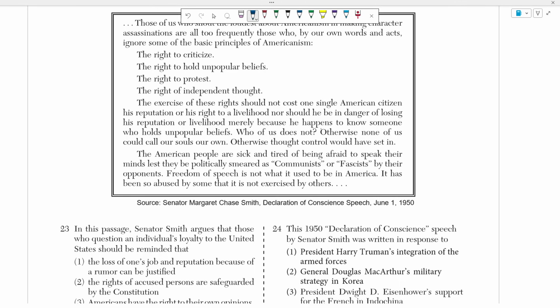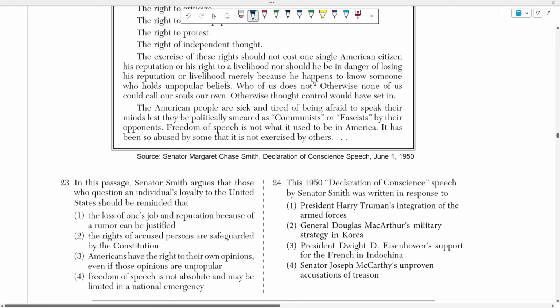So his whole thing is that this hatred and this fear is going way too far. We're forgetting what makes us American. The fundamental part of our government, the First Amendment in the Bill of Rights, is that we can criticize and protest and hold unpopular beliefs without being judged or discriminated against. But this new wave of red fear and Red Scare in America is making us forget those values. So the correct answer for 23 has to be 3, right? Senator Smith argues that those who question an individual's loyalty to the United States should be reminded that Americans have the right to their own opinions, even if those opinions are unpopular. So he's saying, what right do you have to call me un-American if I'm using my first American right of the freedom of speech?